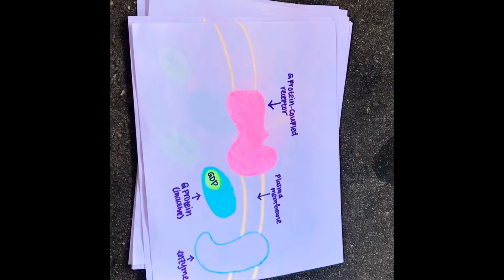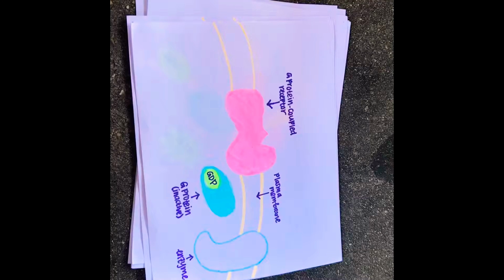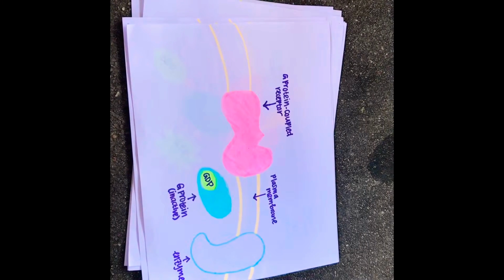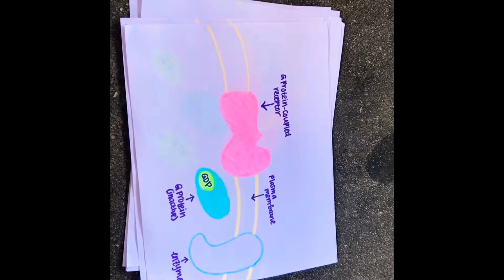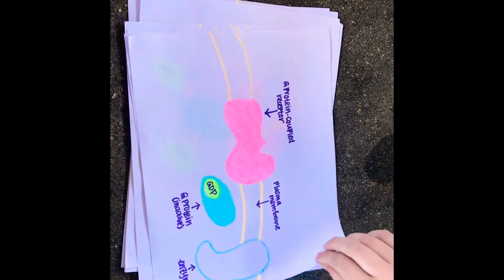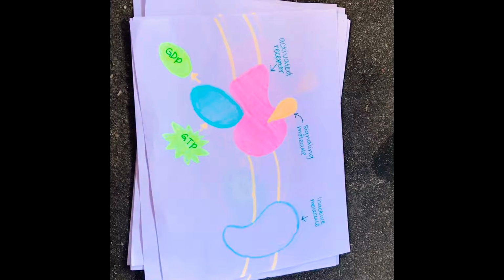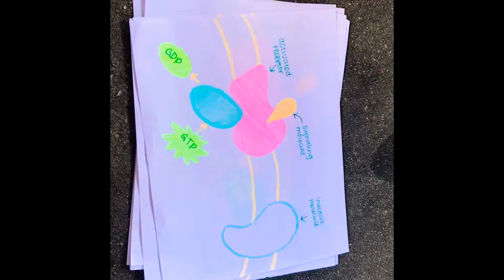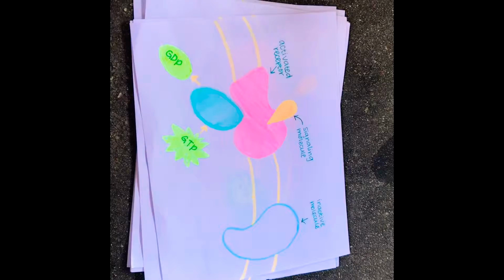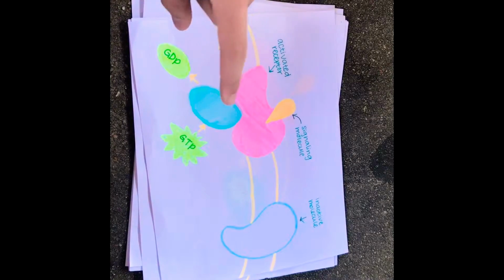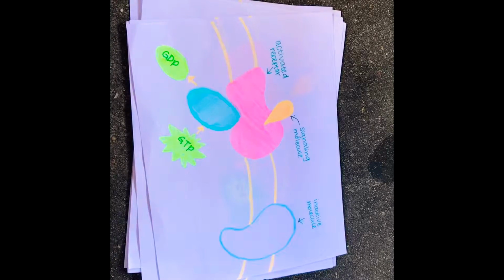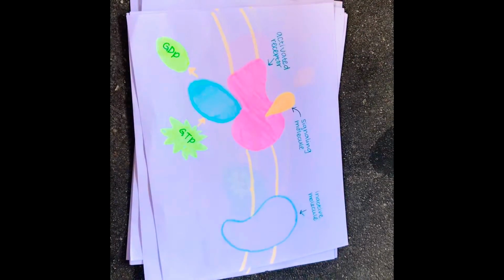In G-protein coupled receptors, a signal molecule, aka a ligand, attaches to a G-protein coupled receptor. This causes the receptor to change shape and lets a G protein attach. When the G protein attaches to the receptor, its GDP molecule is replaced with a GTP molecule. This activates the G protein and causes it to move towards an inactive enzyme.